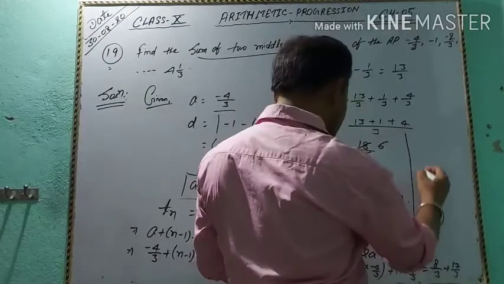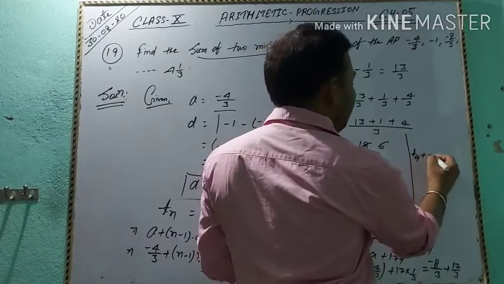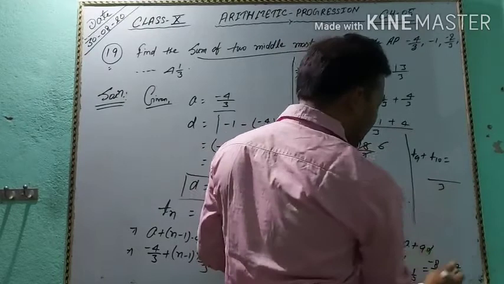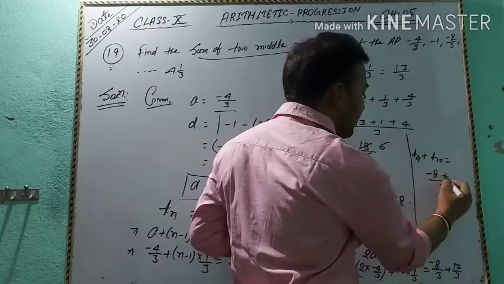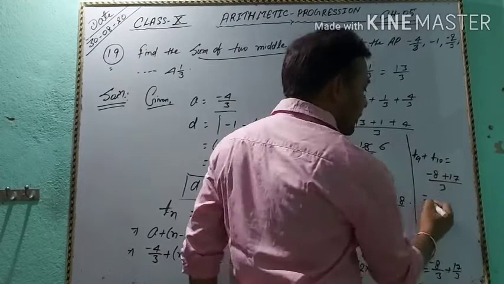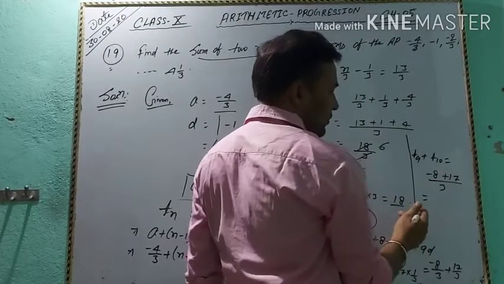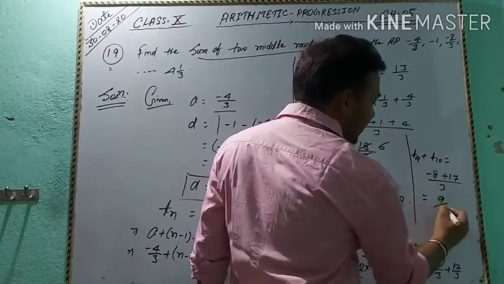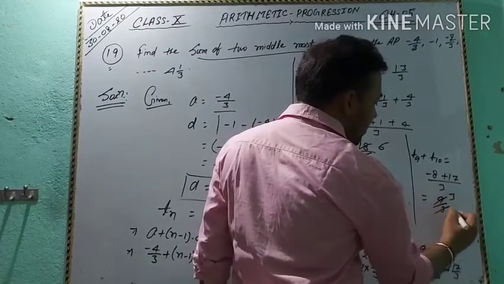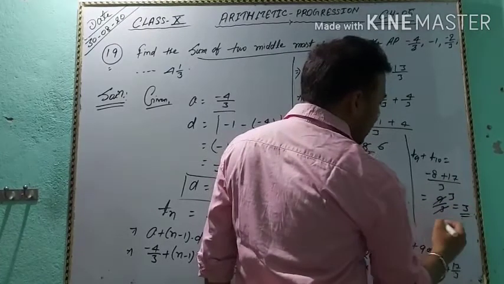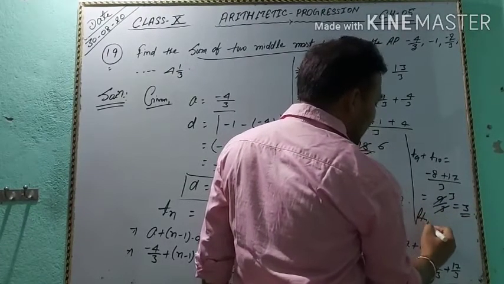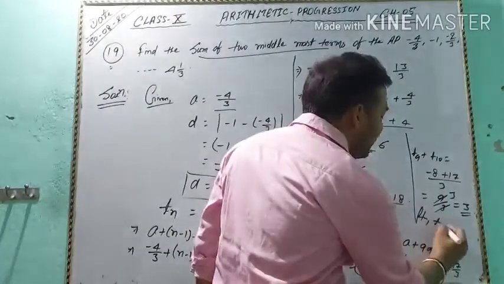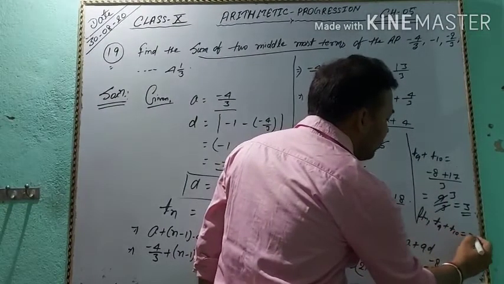So T9 plus T10 equal to, take LCM 3, that is minus 8 plus 17, that is plus 9 by 3. 3 cancels with 3. Hence, the sum of the two middlemost terms, that is T9 plus T10, equals 3.